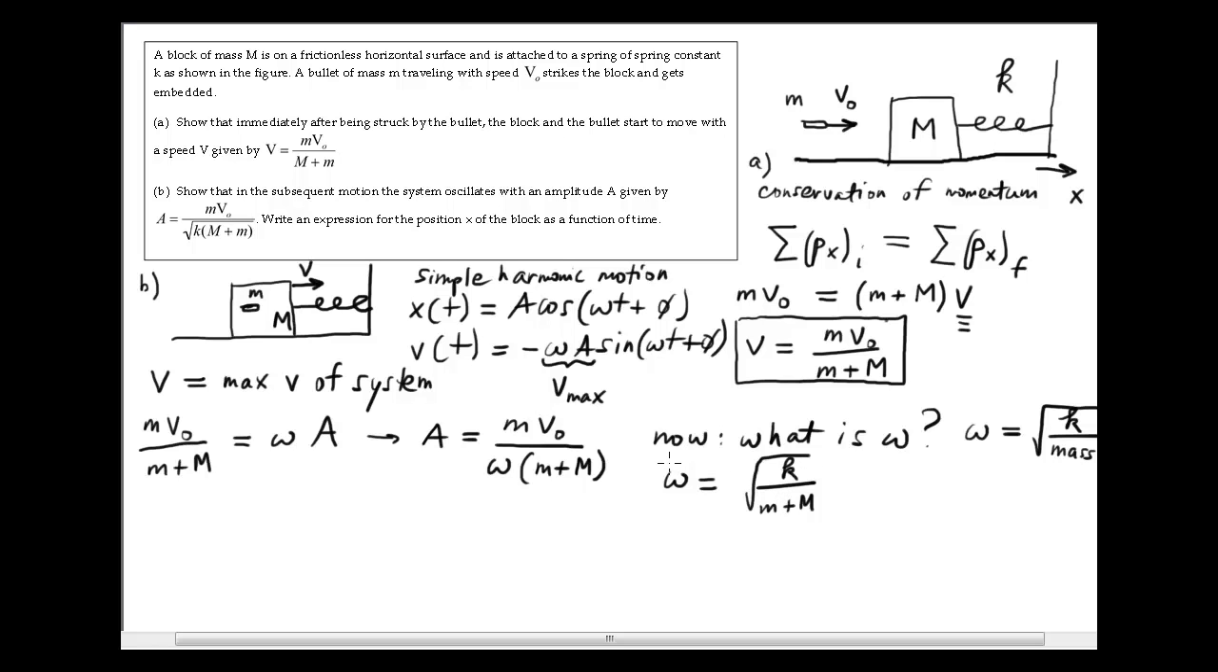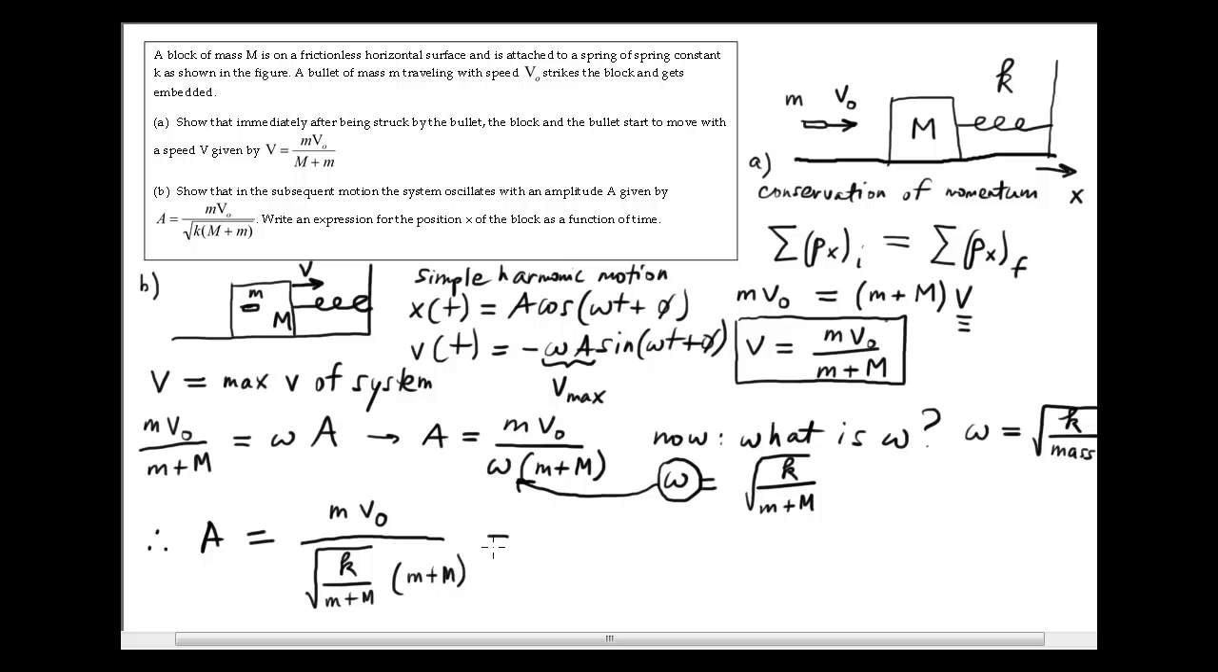Now, we're almost finished. We take this expression for omega and we plug it into the denominator, which will give us the expression for the amplitude. And since we're almost done solving this, I'll put a therefore A is equal to, the numerator is m v0, the denominator is square root of k over little m plus big M times little m plus big M. And this would not be wrong to leave it like this, but it's not simplified because we have little m plus big M inside the square root as well as outside the square root.